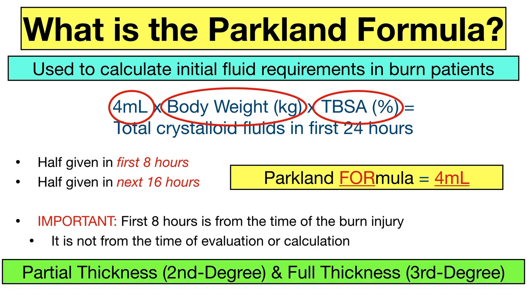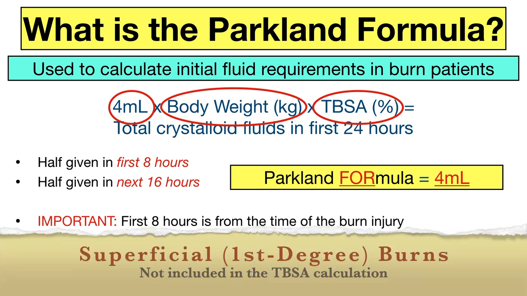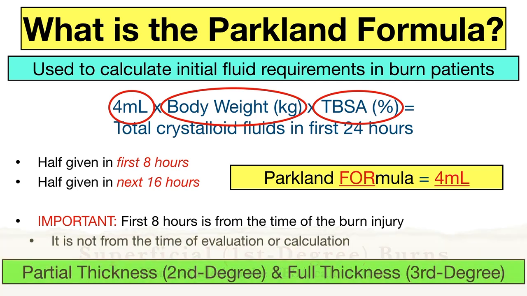Only areas affected by partial thickness and full thickness burns, which are second degree burns and higher, are counted toward the total body surface area calculation. Superficial or first degree burns are not included in the calculation. Determining the total body surface area percentage will require calculating, and there are a few different methods for doing this, so let's take a look at them.